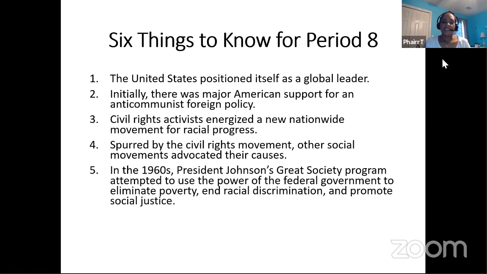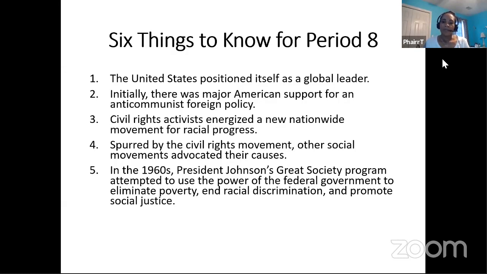Number 5, in the 1960s, President Johnson's Great Society program attempted to use the power of the federal government to eliminate poverty, end racial discrimination, and promote social justice. What does that mean? The Great Society program, is it a continuation of the New Deal that happened with FDR? You will notice some similarities and some differences with that. You'll also notice that a lot of the Great Society programs that Johnson put into place, and how he wanted to use the role of the federal government, are still happening today.